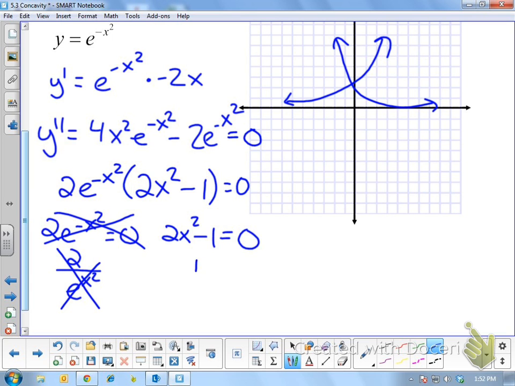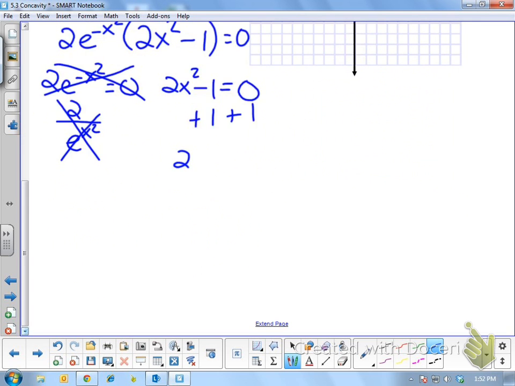So then we add 1 to both sides. Again, that fact that e to something is never 0 and never negative is an important fact we need to know. It's used a lot on the AP test.